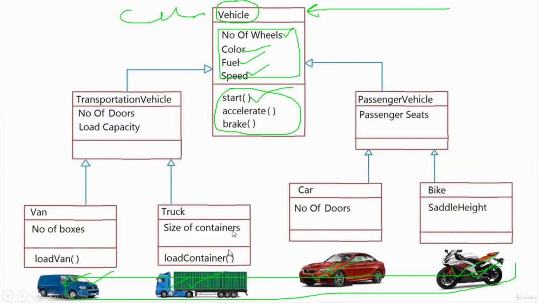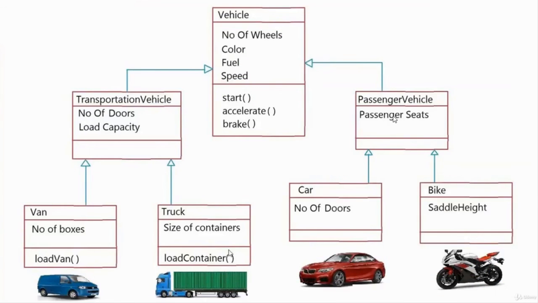Then here you can see the polymorphism concept, where this is a vehicle, and some of them are transport vehicles and some of them are passenger vehicles. Inside the transport vehicle you have van and truck, and inside the passenger vehicle you have car and bike. So this is the concept of polymorphism, where we have one vehicle which has many forms, like passenger and transport. Hope you understand now.